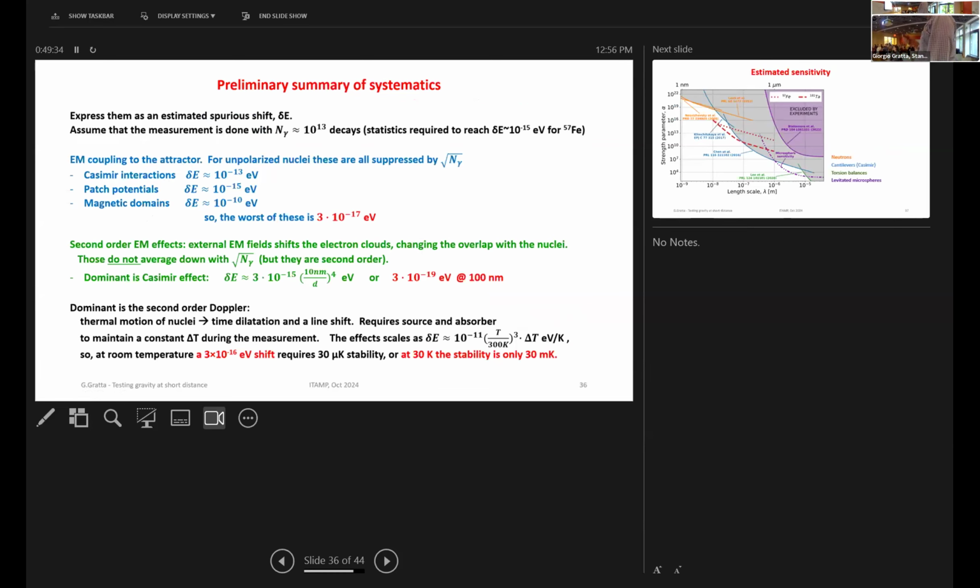Okay, so there is actually analysis of systematics, and I'll tell you that the dominant thing is the second order Doppler effect. This is the fact that thermal motion of the nuclei essentially produces a time dilation and a line shift. This means that if you run at room temperature, I need 30 microkelvin stability, not absolute anything, but stability between the temperature of the source and the temperature of the absorber.